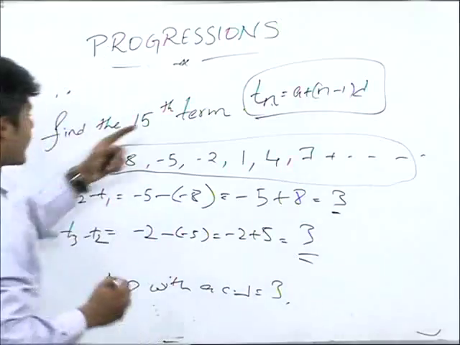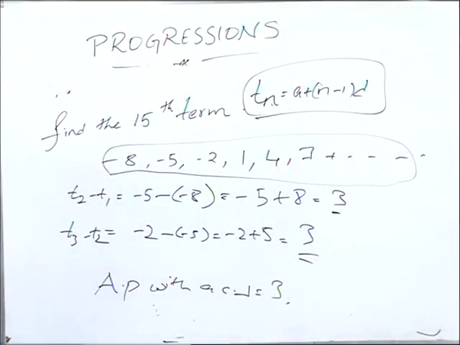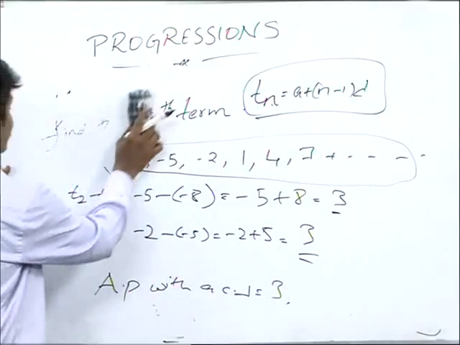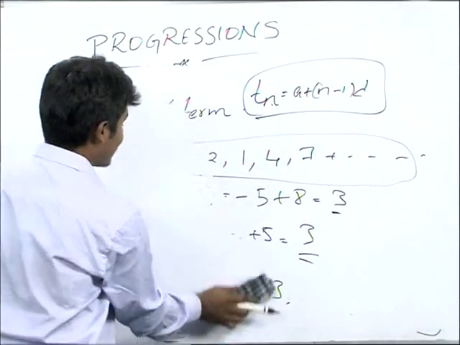Here we should find the 15th term. Here n becomes 15. By substituting 15 in the nth term formula, we can get the 15th term. The value is given by the expression t of n equal to a plus n minus 1 into d.